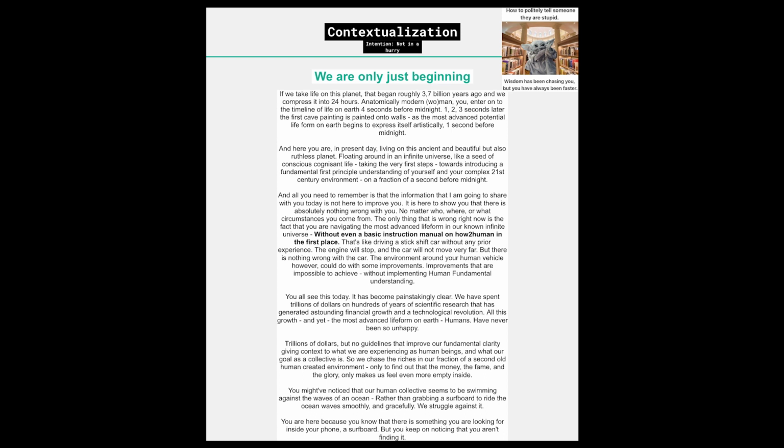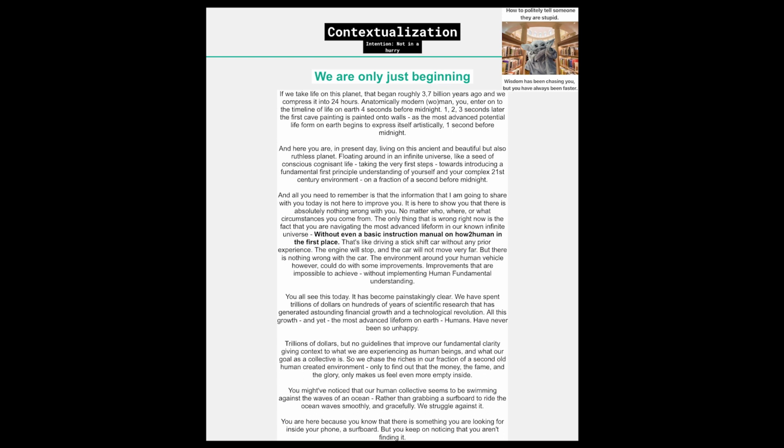If we take life on this planet that began roughly 3.7 billion years ago and we compress it into 24 hours, anatomically modern man, you, enter onto the timeline of life on Earth 4 seconds before midnight. 1, 2, 3 seconds later, the first cave painting is painted onto walls as the most advanced potential life form on Earth begins to express itself artistically 1 second before midnight.